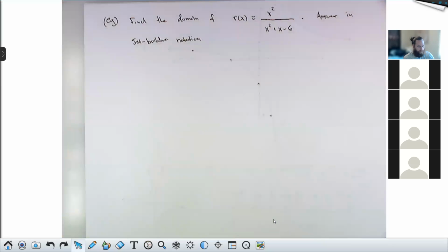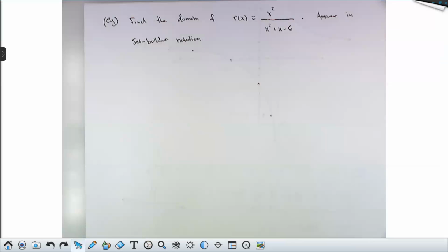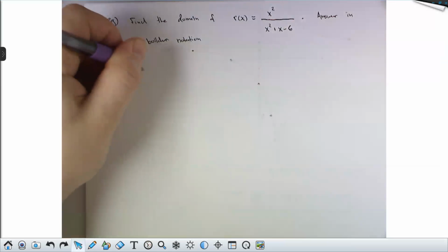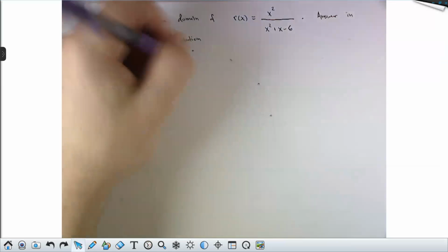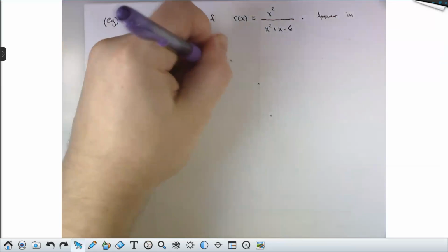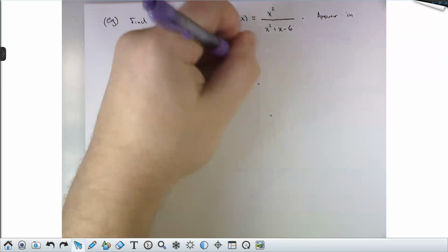So how do I do it? How do I find the domain? Factor the bottom first. Good, yeah. The thing here is to set the bottom to 0, and to do that, we're going to want to factor the bottom. So we start by just saying we're going to set the bottom equal to 0. That means we're setting x squared plus x minus 6 equal to 0.